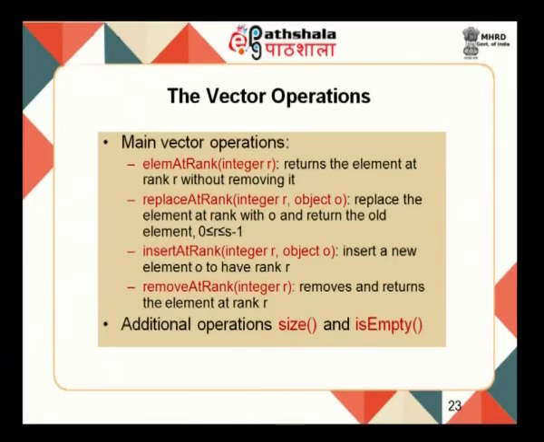So, the operations that you do on the vector implementation of a list are slightly different from what you do for the normal array implementation. You can get the element at rank r, that is, it returns the element at rank r without removing it. Replace at rank replaces the element at rank r with some element object O and returns the old element. So, this is also possible.